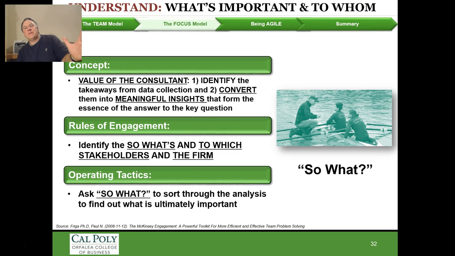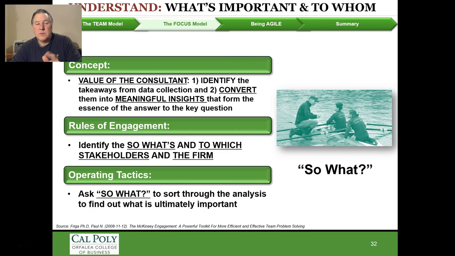Now you got all the data. Now the key point is, though, so what? What's important and to whom? And you as a consultant, you as a marketing or advertising person, your value is not just delivering, here's what we found, but what are the key takeaways from the research you've done or the programs you're putting together, and to convert them into meaningful insights. This is where you get paid the big bucks. Basically, those insights will form the essence of the answer to the key question that's there.